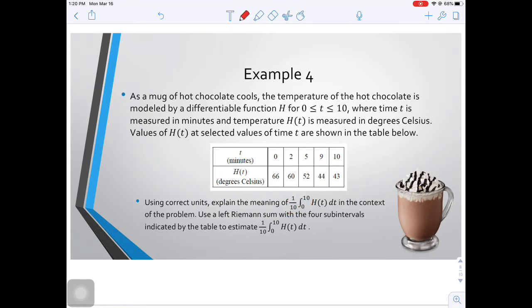So the meaning of this would be the average temperature.